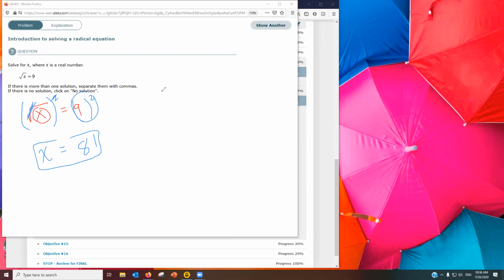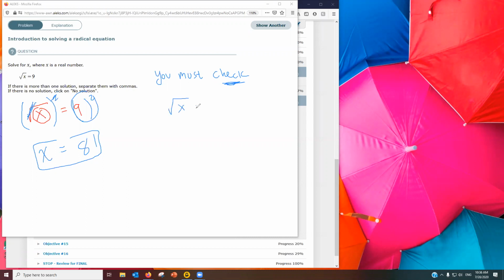Now, it's going to be important when we start doing more of these examples, you must check your answers in these kinds of problems. Because what can happen is, in other examples, you might end up with a solution that leads you to take the square root of a negative number. So let me check our example here.